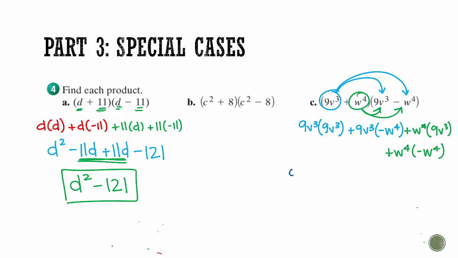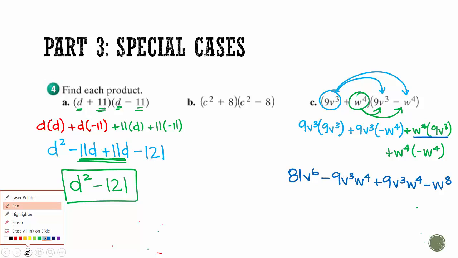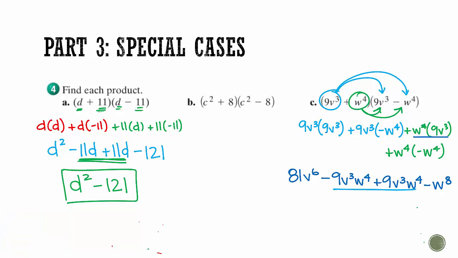9 times 9 gives us 81. B cubed times b cubed gives us b to the 6th. If we multiply these together and these together, we can quickly see that we end up with stuff that crosses off. So again, our middle terms here go away, and we're left with 81b to the 6th minus w to the 8th power, which is just what we predicted.